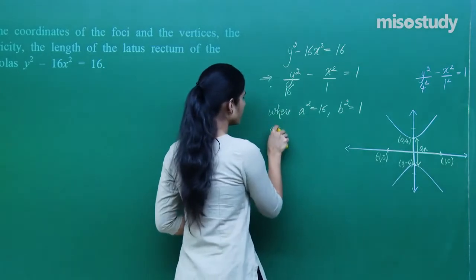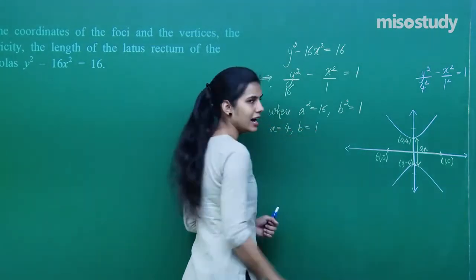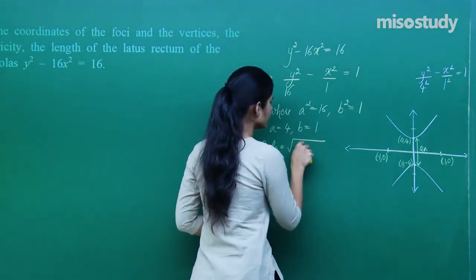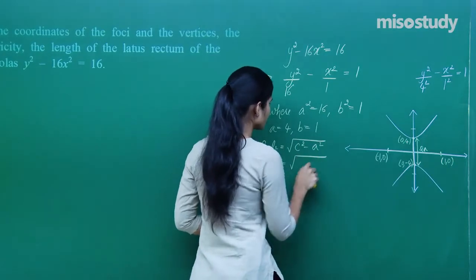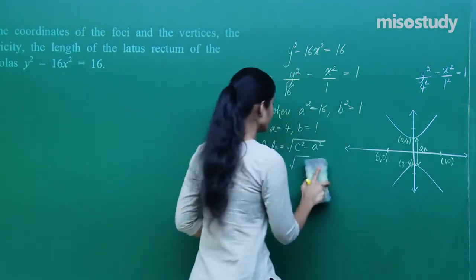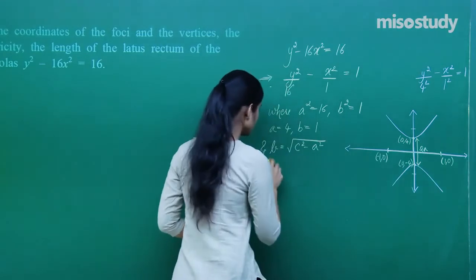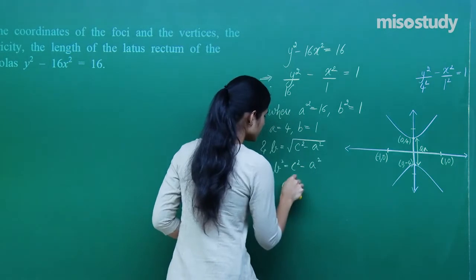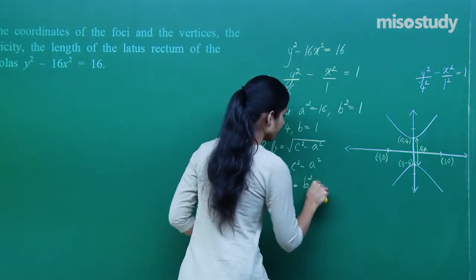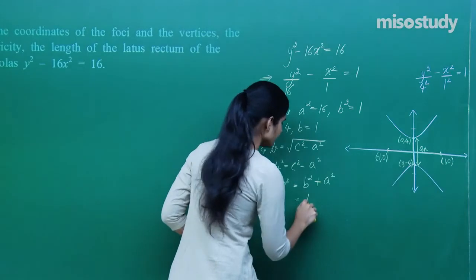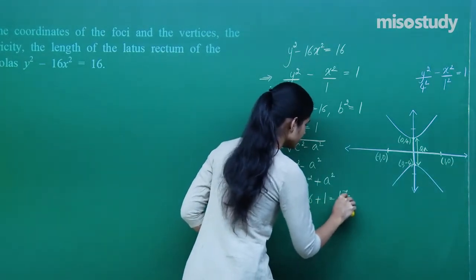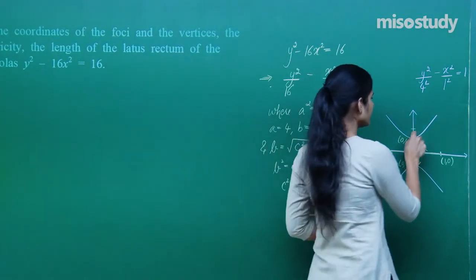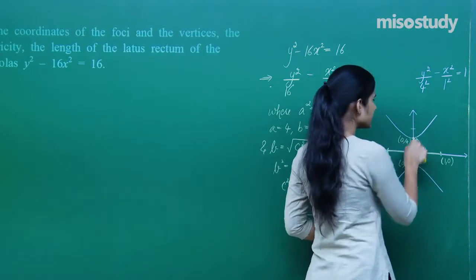So if your a is 4, b is 1, I know in this hyperbola b is defined as under root c square minus a square. I don't know what is c, so I'll write b square equals c square minus a square, or c square is b square plus a square. B square is 1, a square is 16, so this is 17. So c is root 17. Basically 2c is nothing but the distance between the two foci.